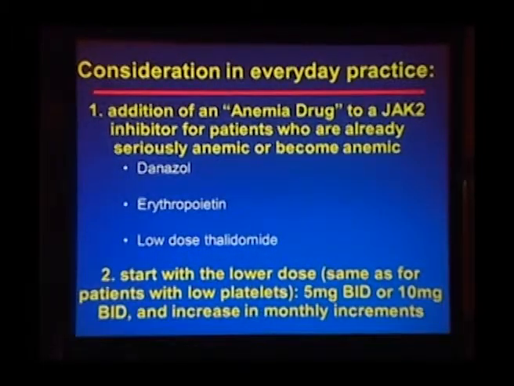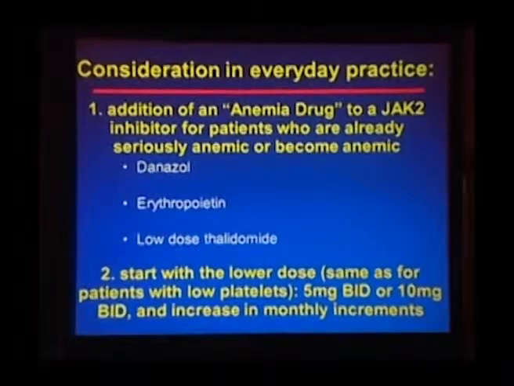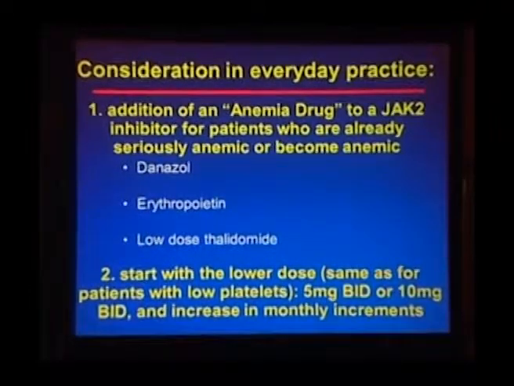Or if we are worried about suppressing the blood cell count too much, you can start with a lower dose than what is recommended. You start with lower and go higher. Every month you increase the dose a little bit to avoid any significant anemia. So starting with 5 milligrams twice a day. The same applies to patients with low platelets.